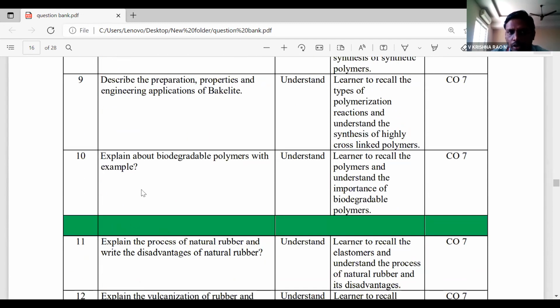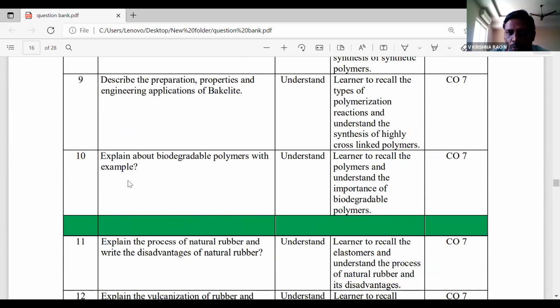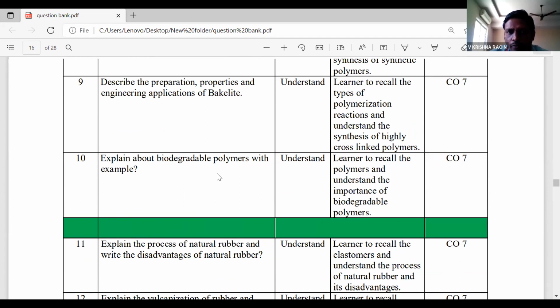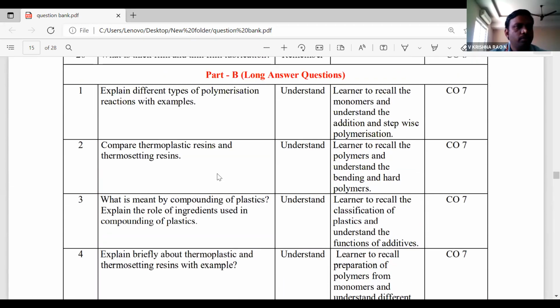This blue color one, up to 10 questions we have for the CAE1. Up to 10 is there in Part B, no? Up to here, the last topic is biodegradable polymers. Everything we have completed. If you have any doubts, you can ask.